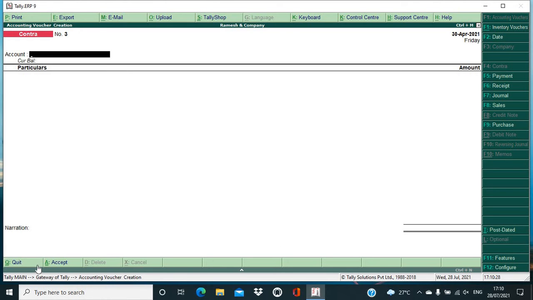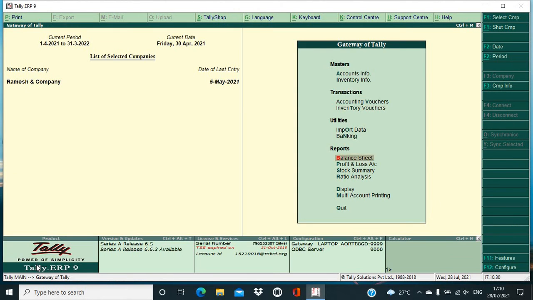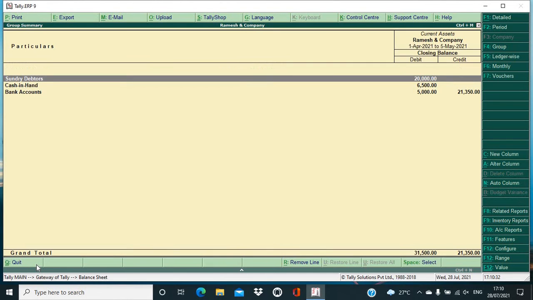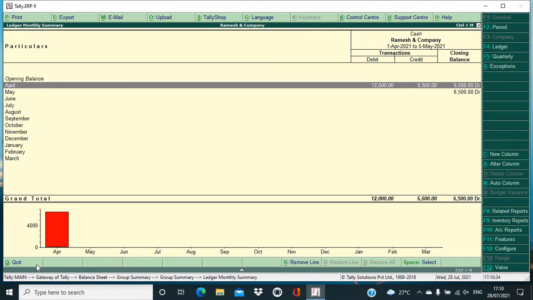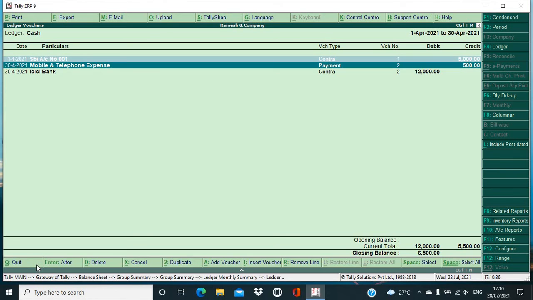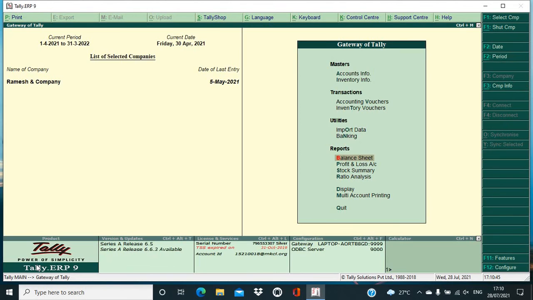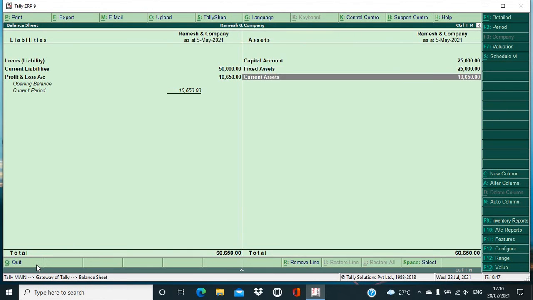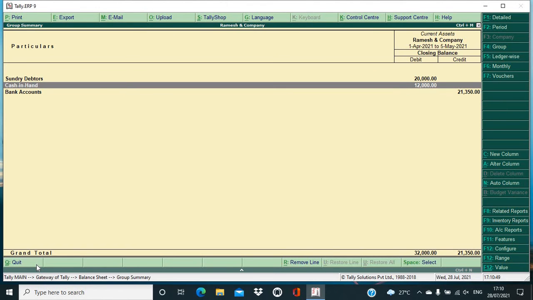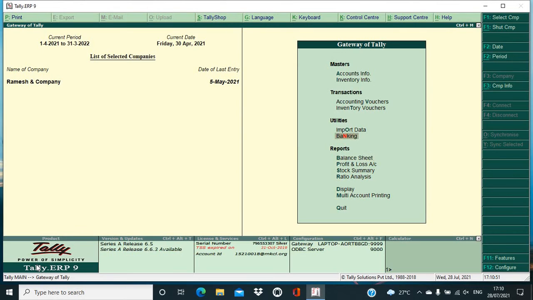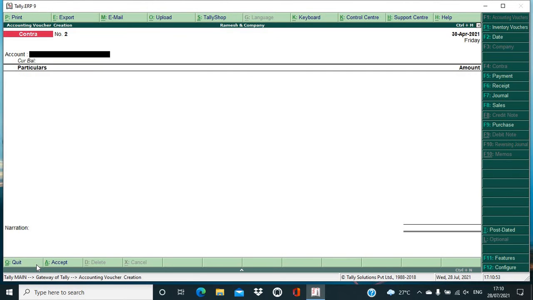All right, let's go to balance sheet and see how the transaction is being reflected. Cash in hand: you can see that I am having a transaction of 12,000 right now. So my cash in hand balance is 12,000. But friends, what is happening? Out of this 12,000, 10,000 I will be using for office and 2,000 I will be using for my personal use.